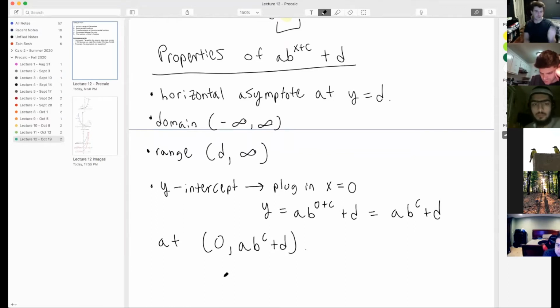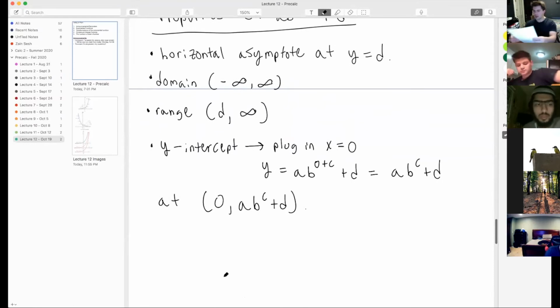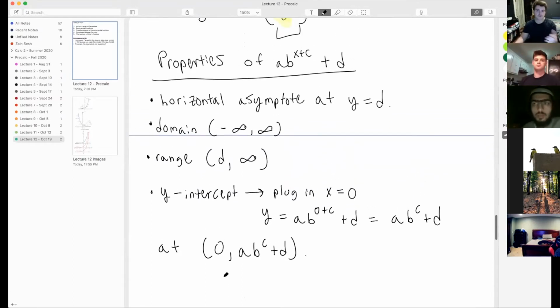Yeah, so those are all the important properties. So I'm just going to do one example of a transformation.